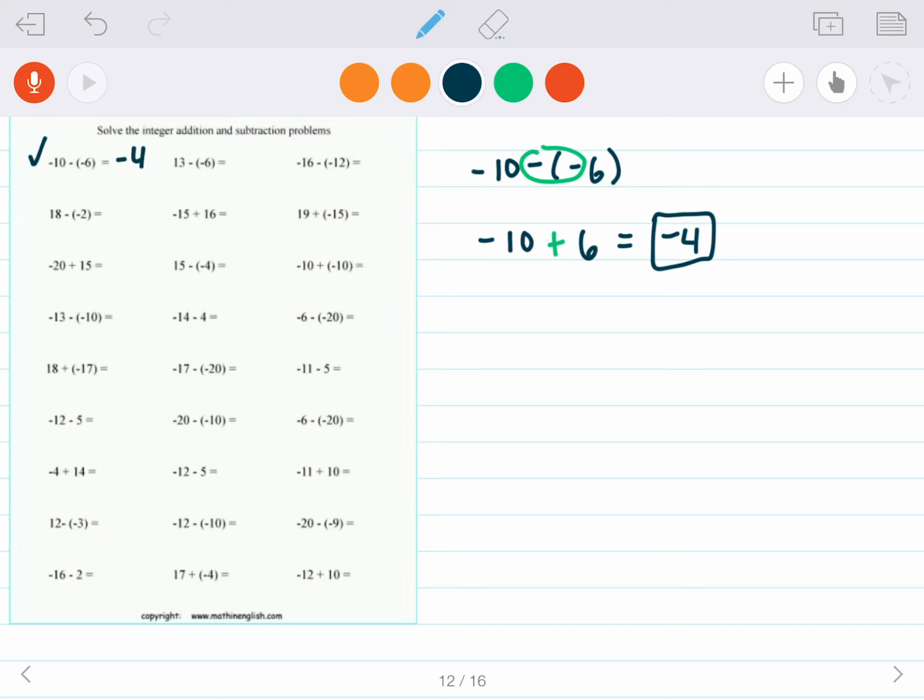Awesome. Let's do this one right here. So we have 17 plus a negative 4. Double signs, using the shortcut, a positive and a negative make a negative. So I'm just going to rewrite this as 17 minus 4. And that's going to be 12. No, that's not going to be 12. 13, sorry. So our answer is 13.